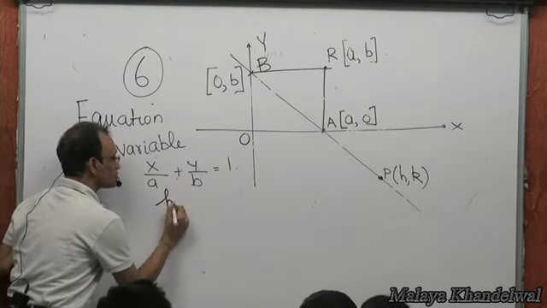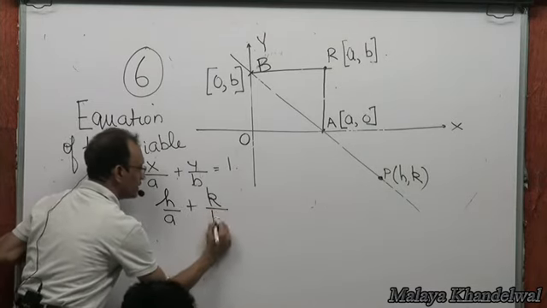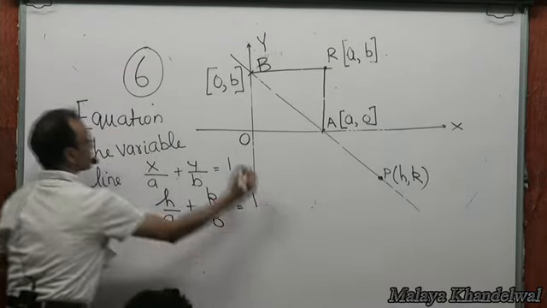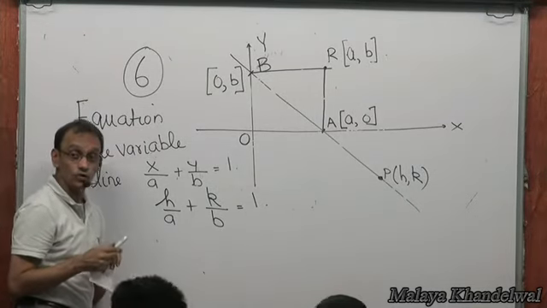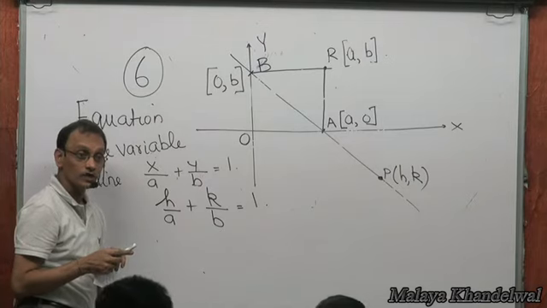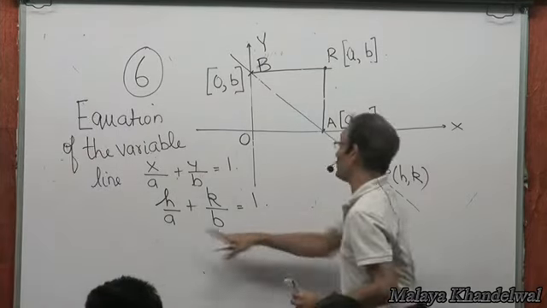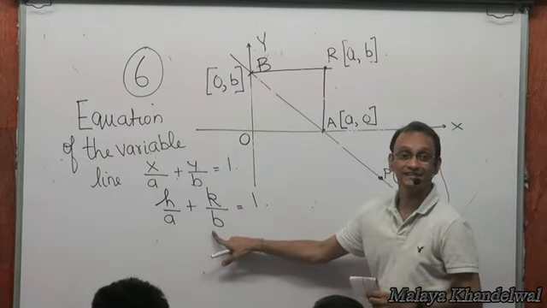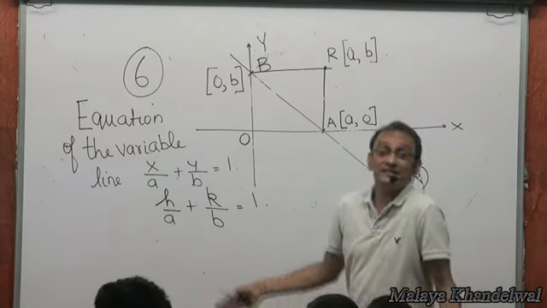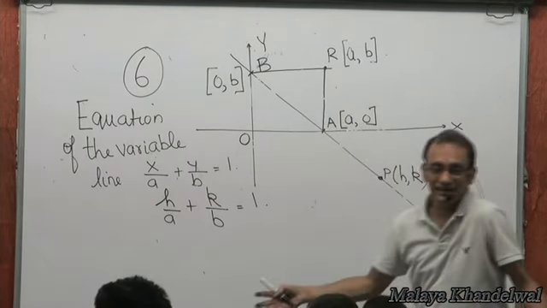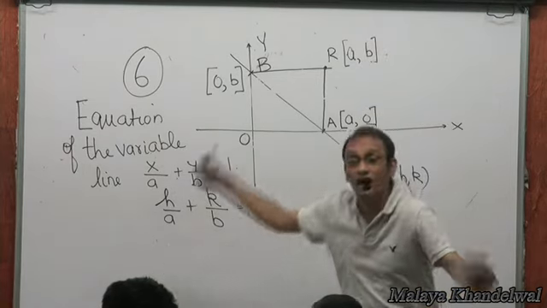So H divided by A plus K divided by B equal to 1. X by H and Y by K. So H by A plus K by B equal to 1. Yes or no? Yes. Have we not connected the X coordinate of R with its Y coordinate? Yes. Do we not generalize? Replace A by X and B by Y, where X, Y would be the coordinates of this point R. How about it?